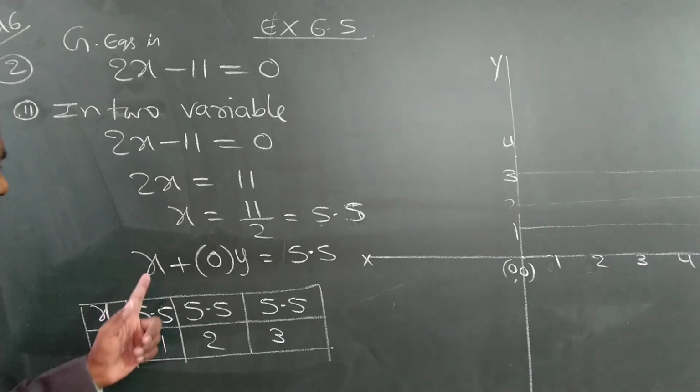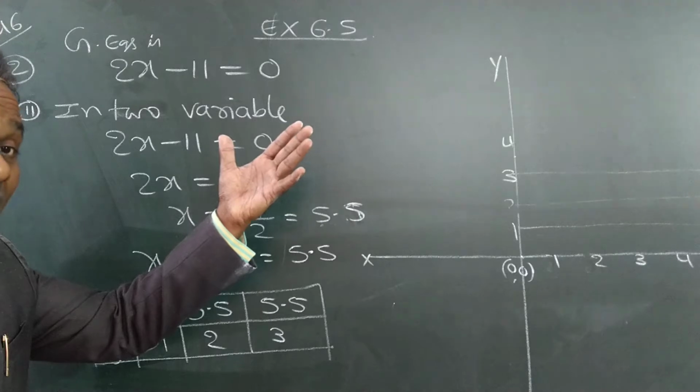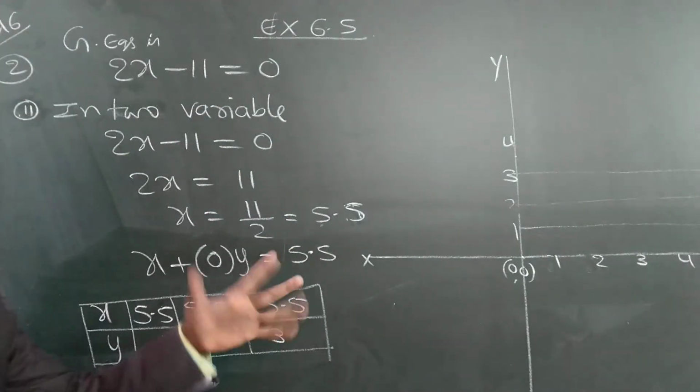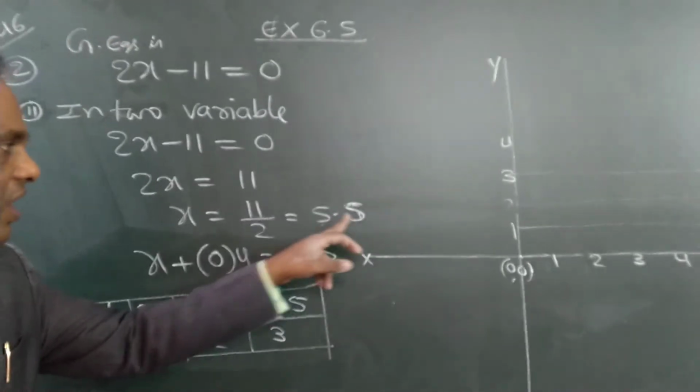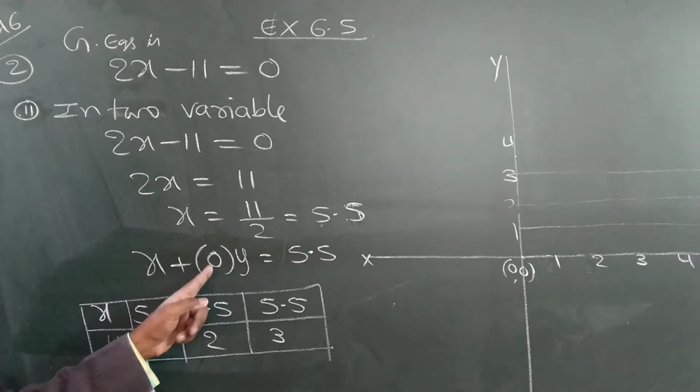Preparing the table means, for x we can't take any other number. In the previous one, when the equation was given, we took x equal to some numbers. But here x is 5.5, 5.5, 5.5. We can't take any other value. Whatever numbers you take, 1, 2, 3, there is no difference with y. Even if you take y is equal to 10, 10 into 0 is 0.